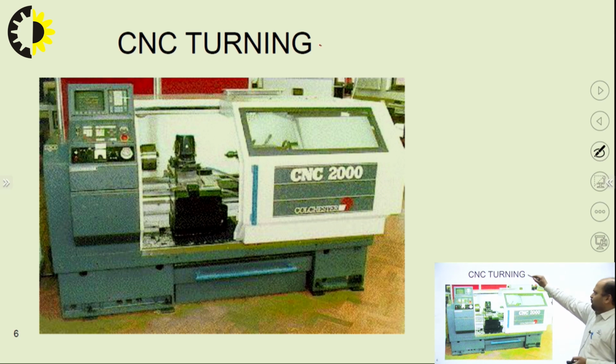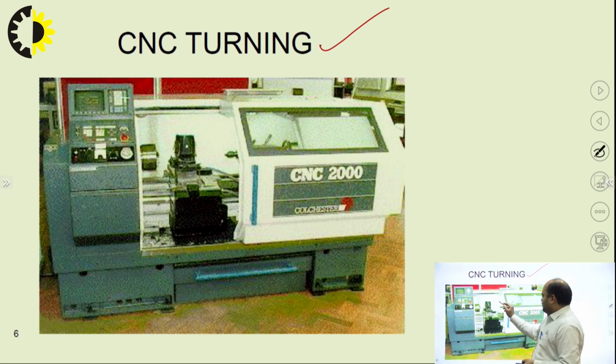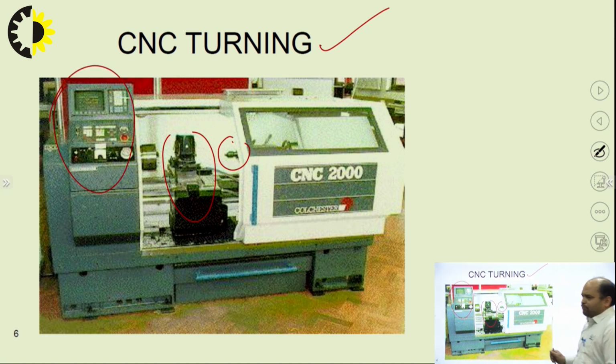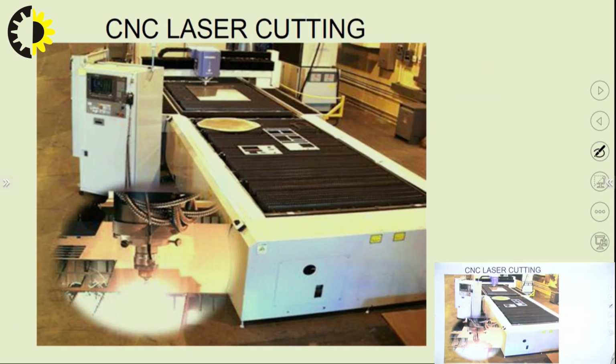So here we can see in the picture, this is a CNC turning machine. Here all the spindles, tool head and other control units are there, so that we can program the objects accordingly, and it can be fed into these machine systems and the program will be executed as per sequence. So here we can see this is the general picture for CNC turning.